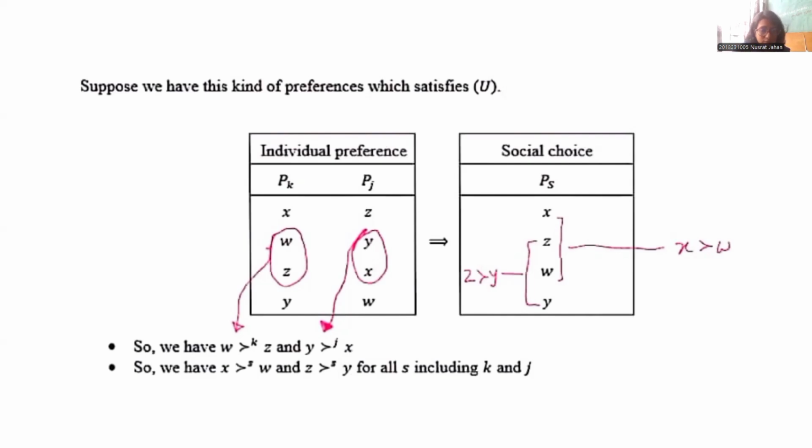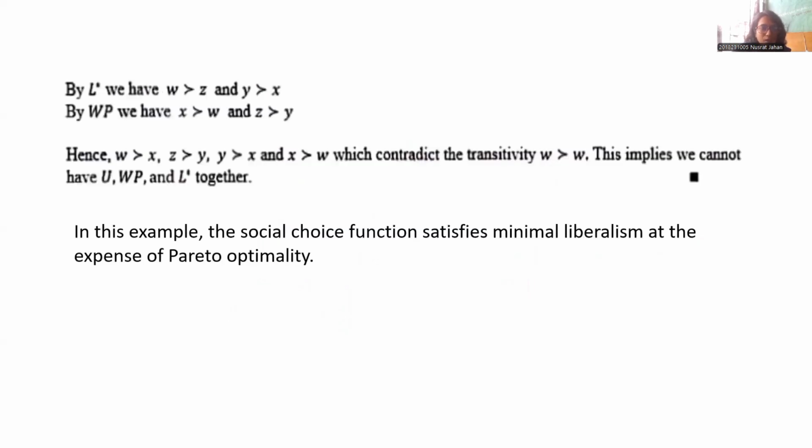Now we'll see the social choice. Here X is socially preferred to Z, Z is socially preferred to W, and W is socially preferred to Y. So finally we have that X is socially preferred to W and Z is socially preferred to Y, for all S including J and K. Now by minimal liberalism, we have W preferred to Z and Y preferred to X. And by the weak Pareto principle, X is preferred to W and Z is preferred to Y.